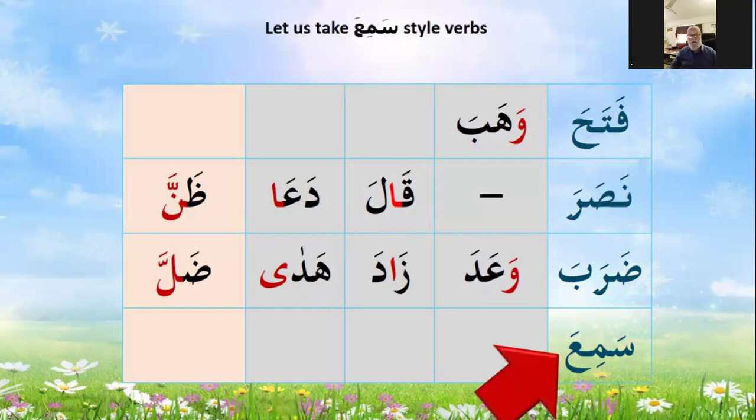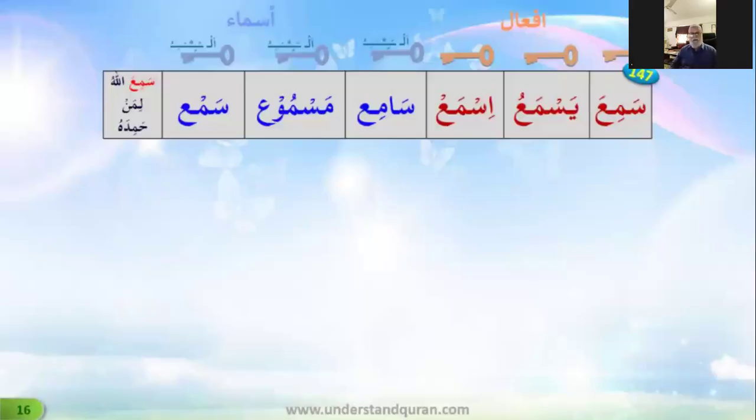So the next in sequence is the Bab Samia. What words come on the Bab Samia? Samia, yasma'u, isma', sami'un, masmu'un, sam'un. Sin mim ain is the root letter, Bab Samia. The reference ayah is Sami'allahu liman hamidah.